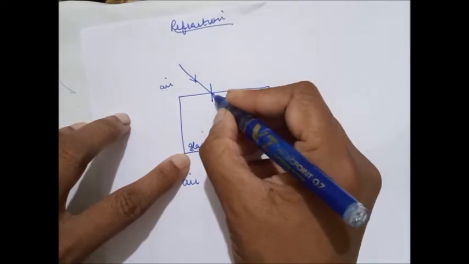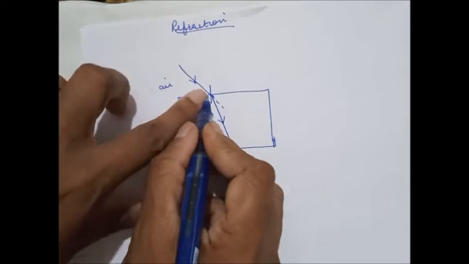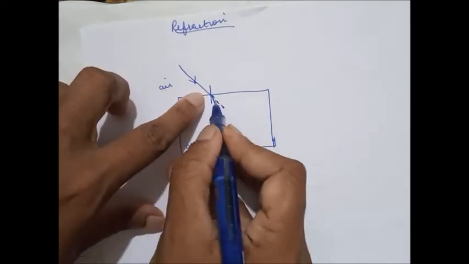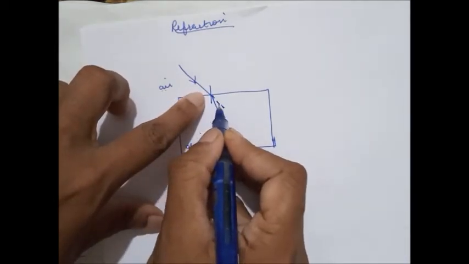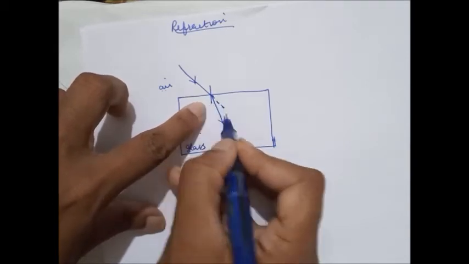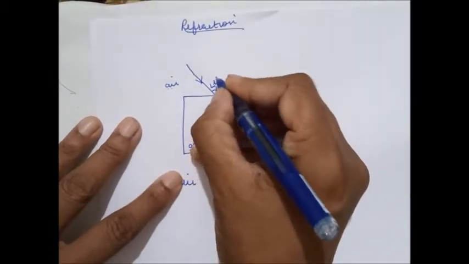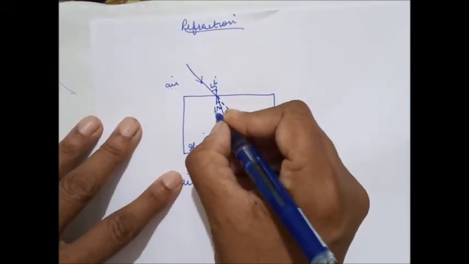So the ray will bend towards the normal. So it will go like this. You always put your original path with a dotted line, then bend it. Then this line should be between this and this somewhere. So this is your angle I and this is your angle R.